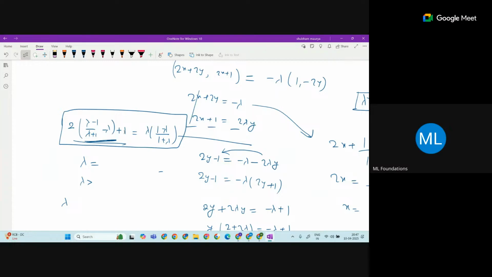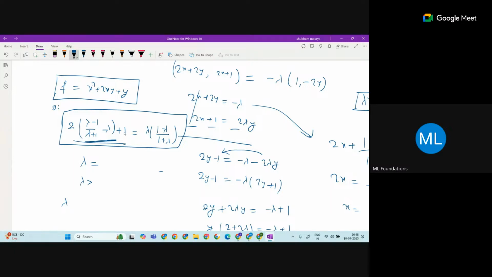I want to see the function which we are trying to minimize. X square plus 2xy plus what? What is that function? X square plus 2xy plus y. Okay, that's what we want to minimize subject to x less than y square, right?